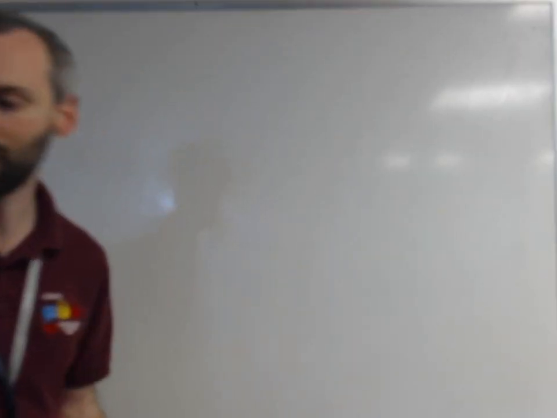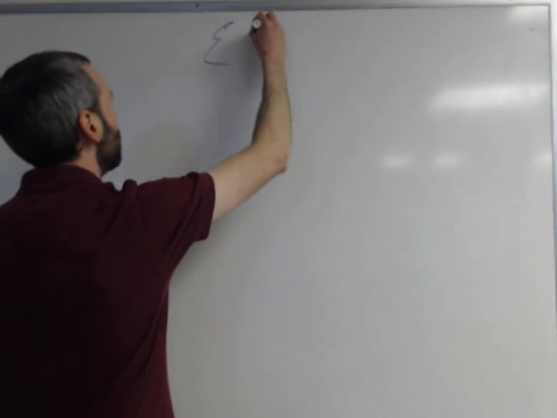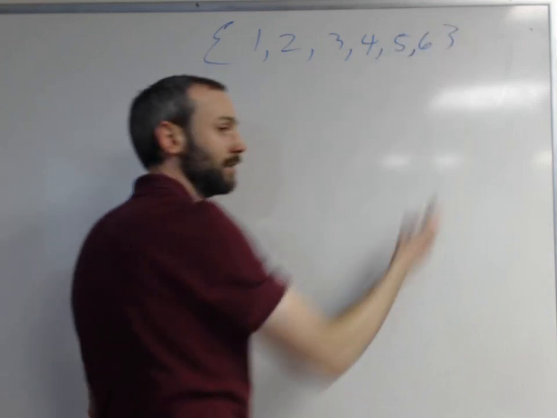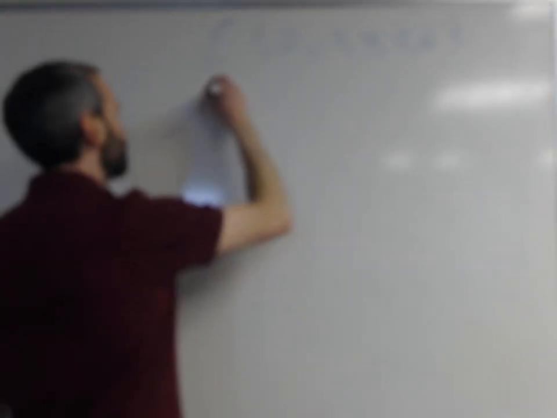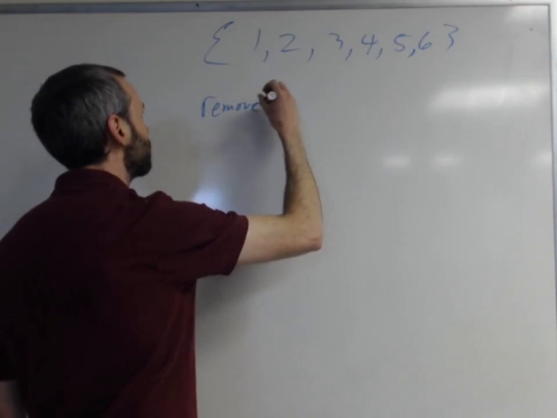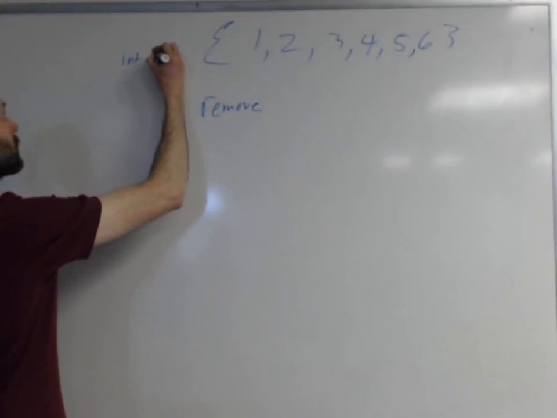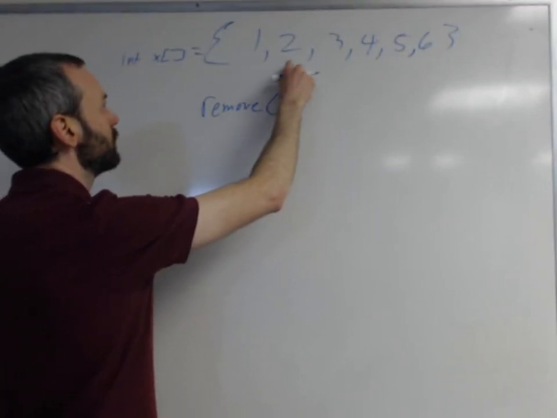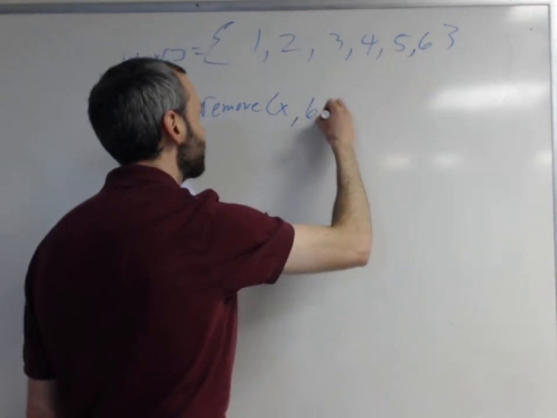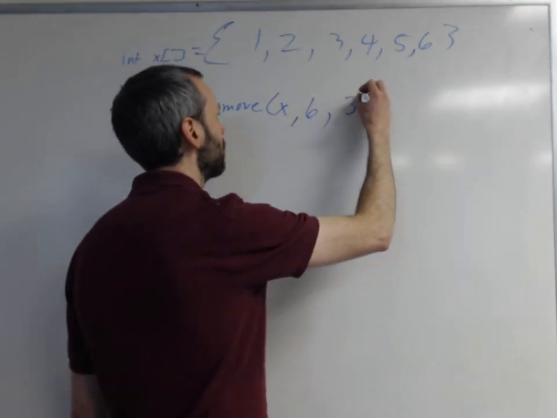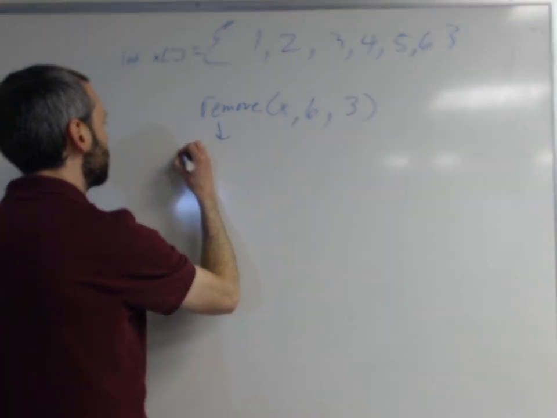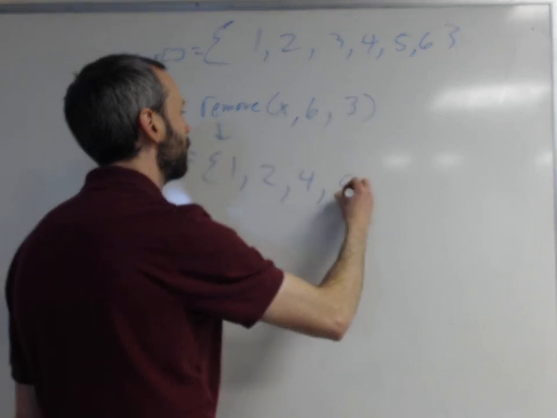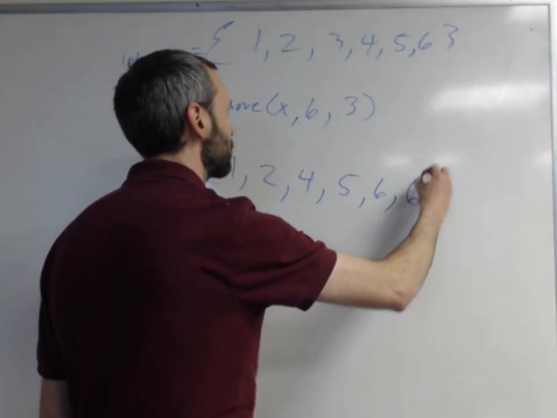All right. So if we have the array 1, 2, 3, 4, 5, 6. Everyone okay? Good. We're going to remove, I'll call it int x equals that. Remove x, the size is 1, 2, 3, 4, 5, 6, comma 6. And we're going to remove the element 3. Afterwards, x will equal 1, 2, 4, 5, 6, 6.